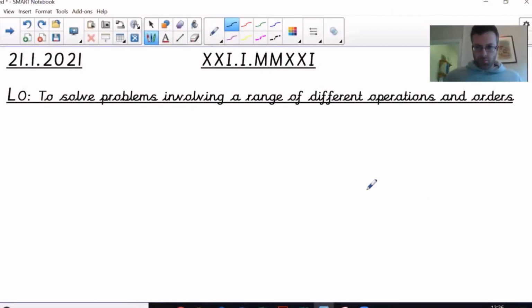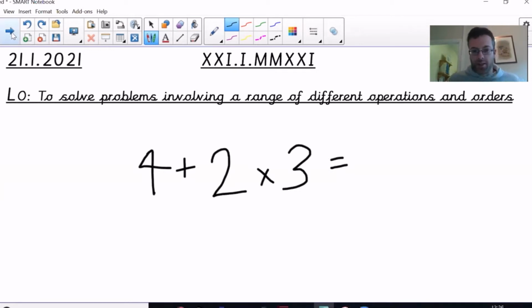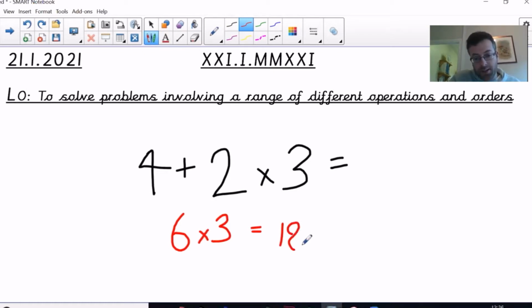Okay, so as it says, we are looking at solving problems involving a range of different operations and orders. One of the basic things we might get is something like this: 4 add 2 times 3. Many of us will just go, well, 4 add 2 is 6, 6 times 3 is going to be 18, so my answer is 18. However, in this case, that answer would be wrong, because there's a certain order that we need to do it in.